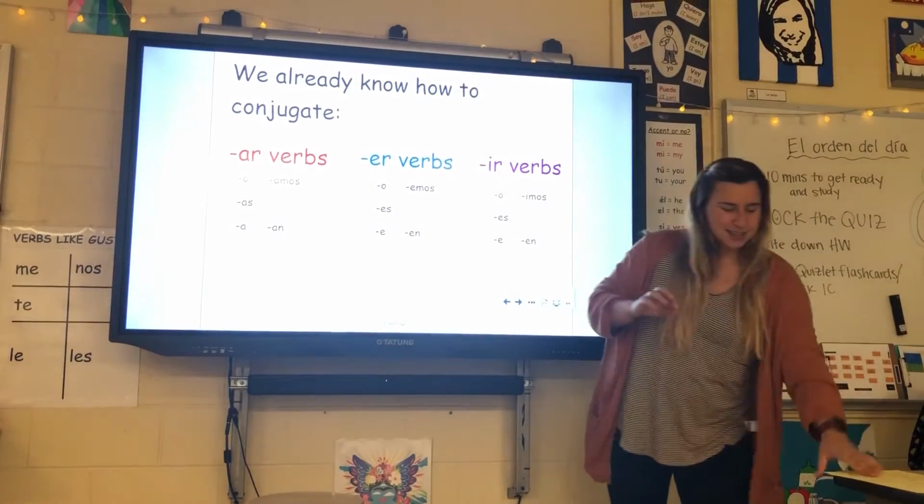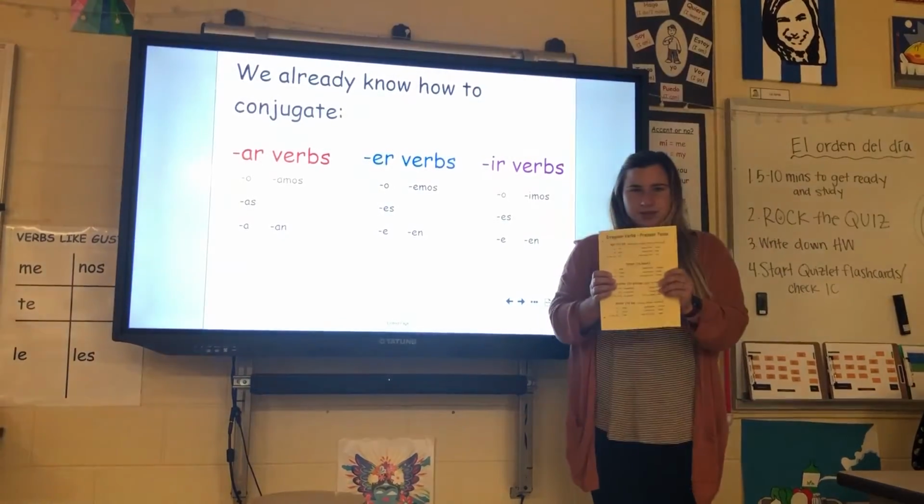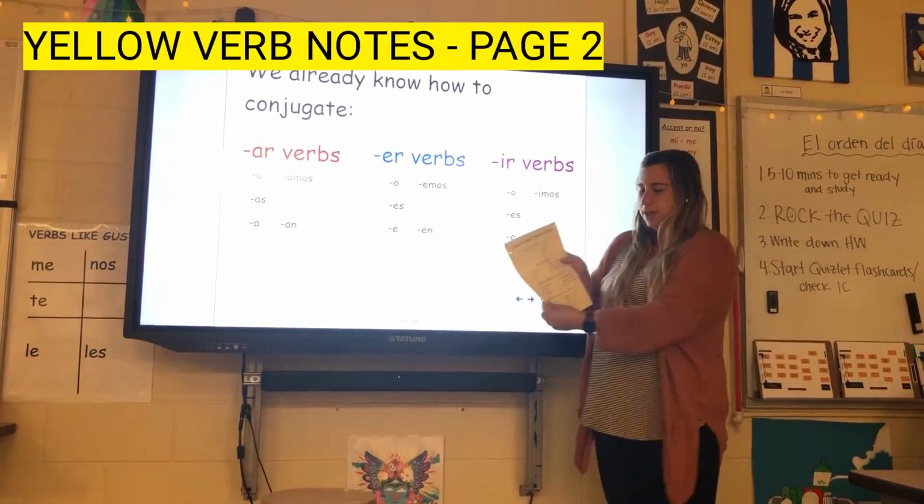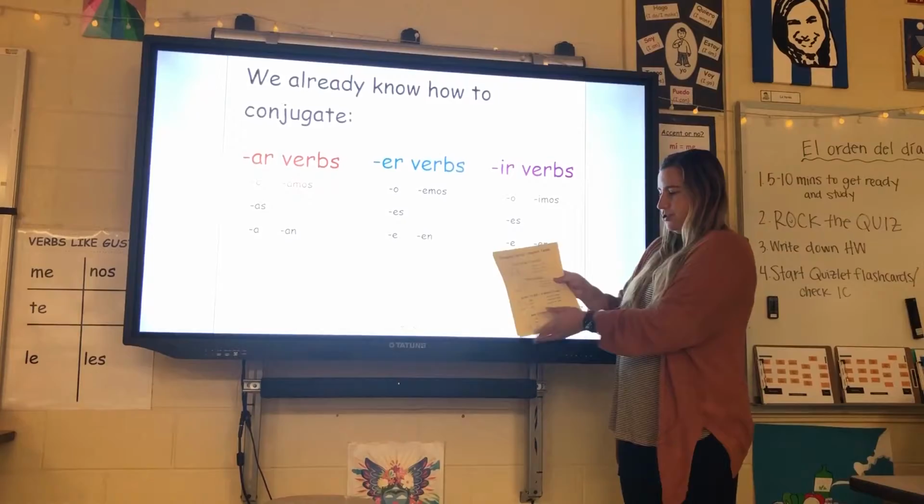Hola amigos! Today we're going to look at our yellow notes. If you don't already have these out, make sure you get them out. We're going to be looking at the second page.